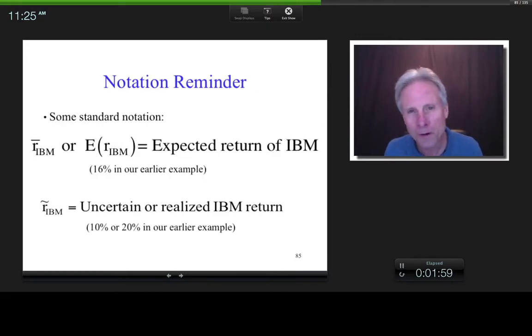Just a quick reminder on notation, by the way, since I'll be using this stuff. As I mentioned earlier, a bar over the thing, that's the expected return, and that's unexpected. So when we had the IBM example earlier, hey, I actually get 20, I expected 16. So the difference between those two would have been 4%.